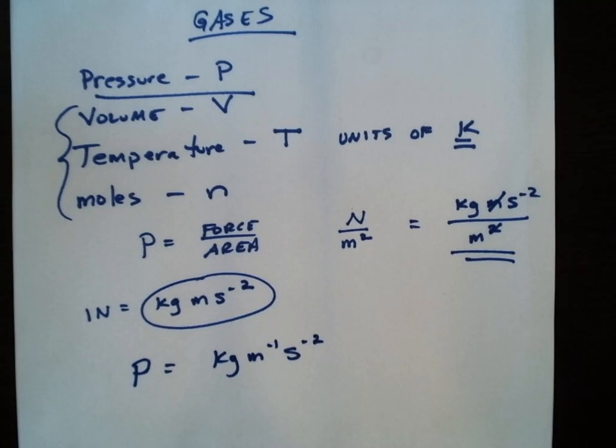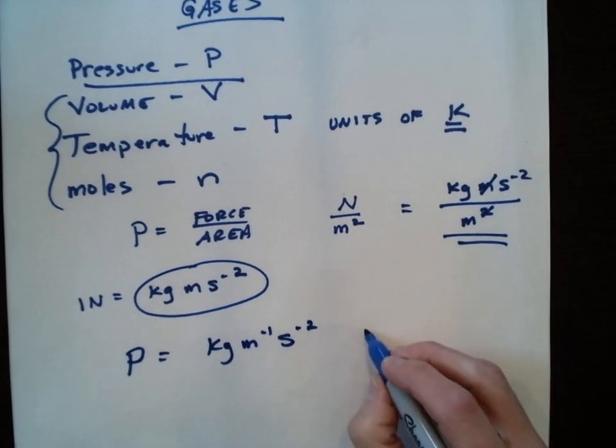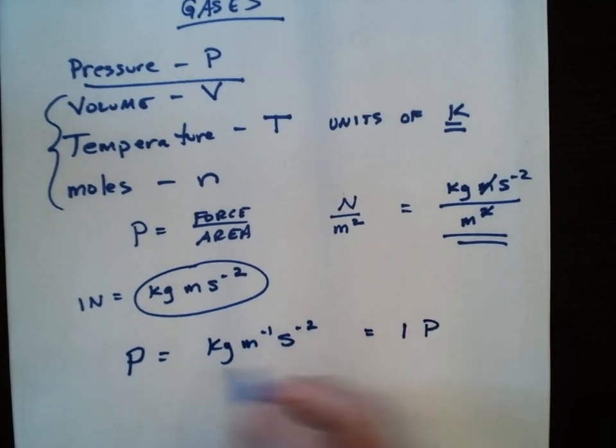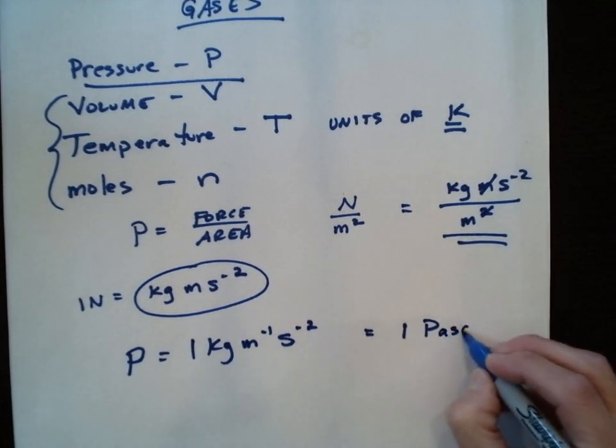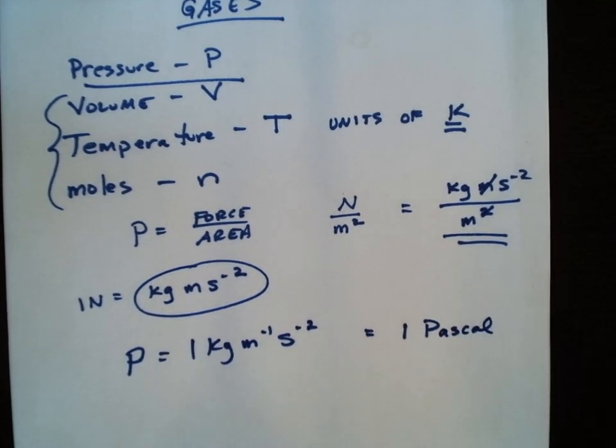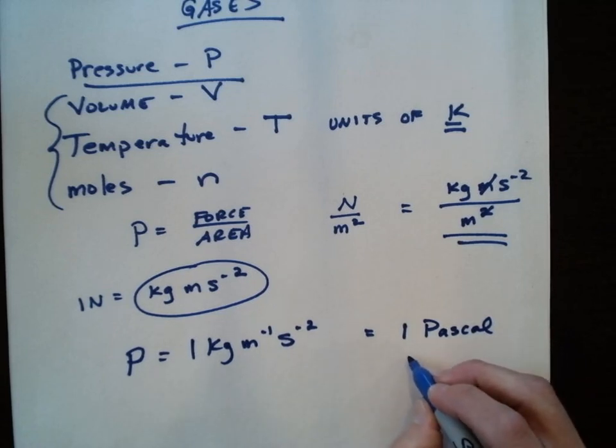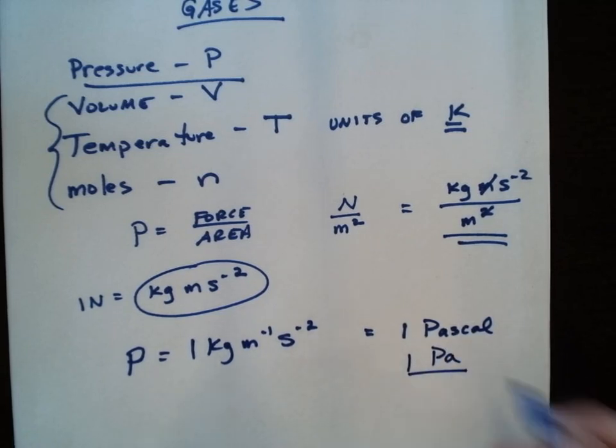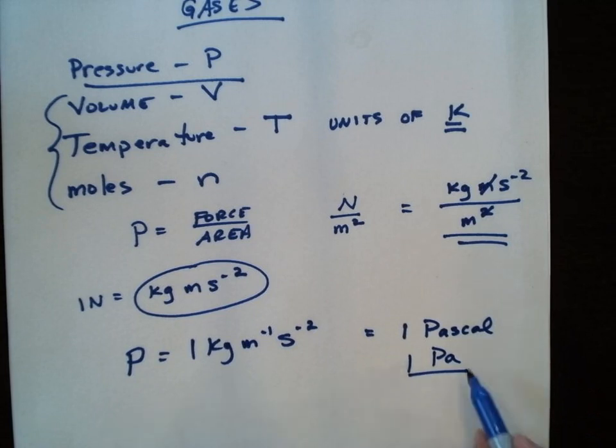We give this a special name. We call it a Pascal. So 1 kilogram per meter per second squared, that's the same thing as 1 Pascal, which is abbreviated like that. So a Pascal can also be seen as a Newton per meter squared.